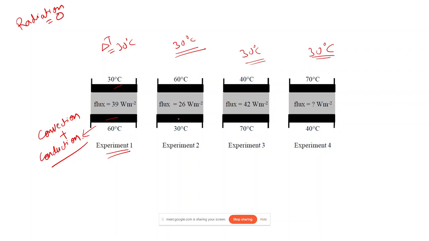Now in the second case, since the bottom plate is at lower temperature and the top plate is at a higher temperature, convection won't occur because the heated fluid will remain on the top side, and the flow wouldn't happen due to this density difference or buoyancy. So here we only have conduction. Similarly, for this case also, we will be having conduction plus convection, since the bottom plate is at a higher temperature as compared to the top plate. And in the last case, we will only be having conduction.